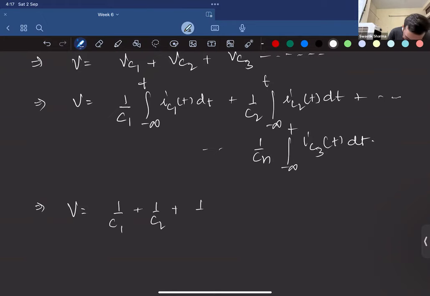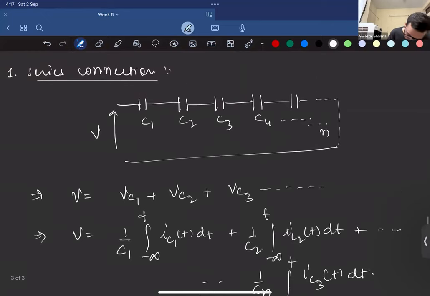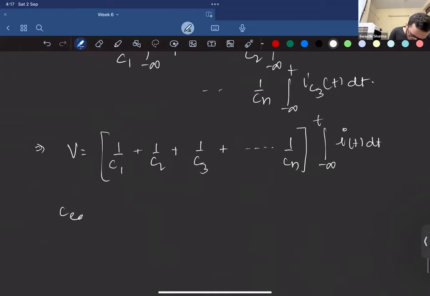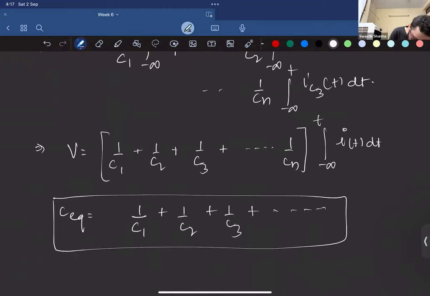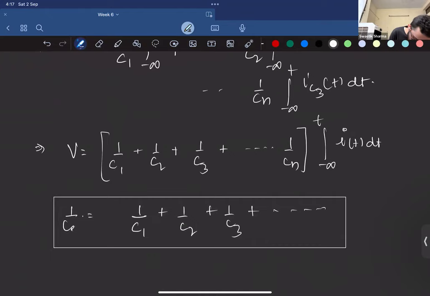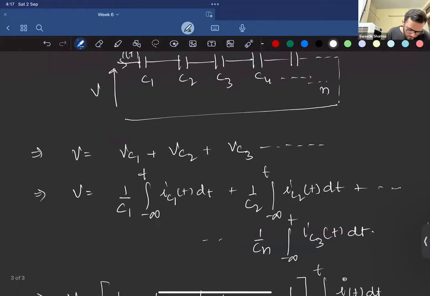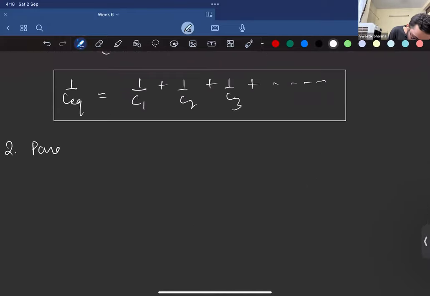So I can add all of these capacitances, right? Since the current is the same, that would be the integral from minus infinity to t of some I, let's say I is flowing. So C equivalent is nothing but 1 upon C1 plus 1 upon C2 plus 1 upon C3, giving 1 upon C. So a series connection of capacitors behaves in the same way as a parallel connection of resistors behaves, right?